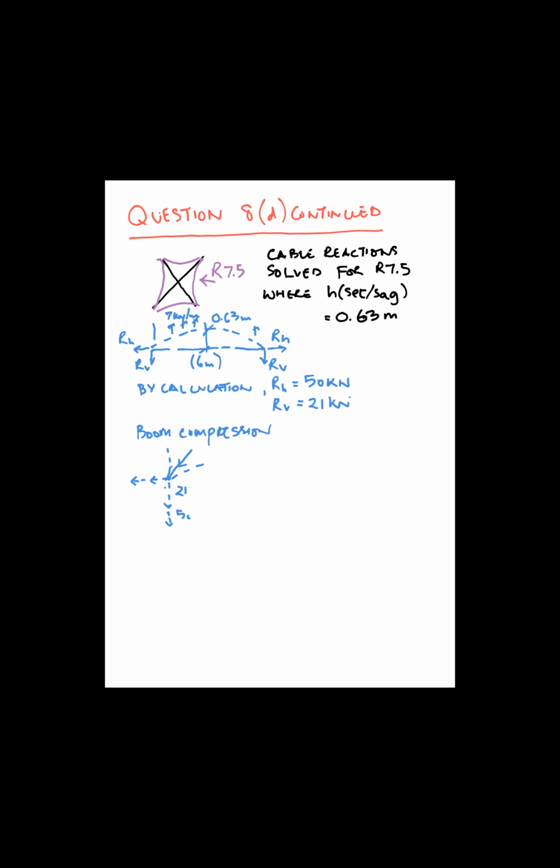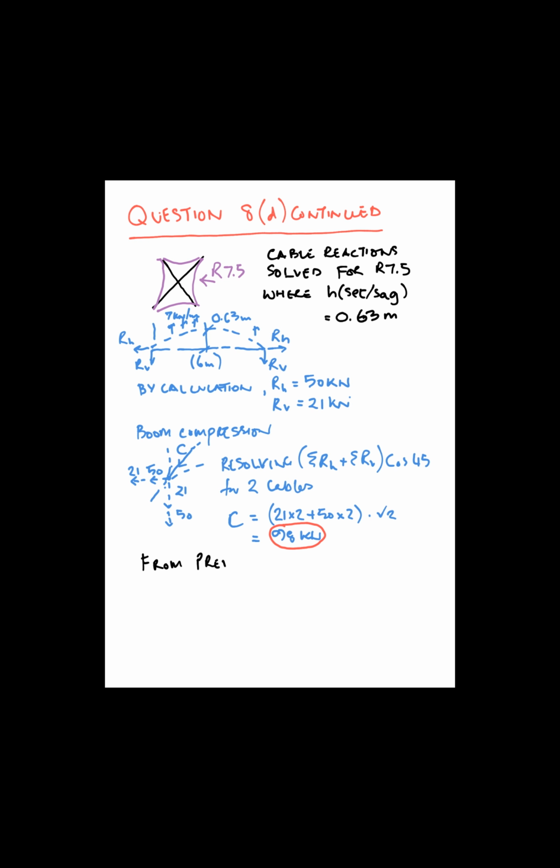Noting that RH is very similar to the cable force that we found before, the boom compression comes from the summation of these, cos 45 for 2 cables, and if we work this out we come out with a boom force of 98 kilonewtons, which is approximately half the boom force for the radius of 15.5.